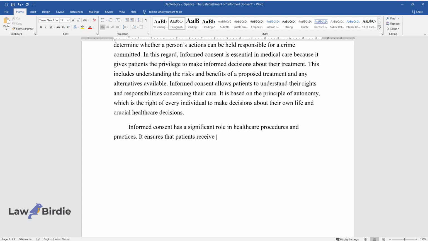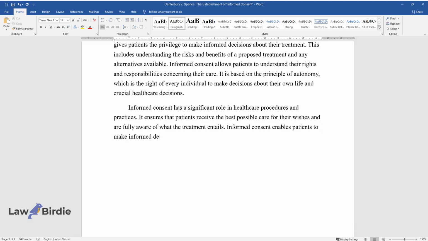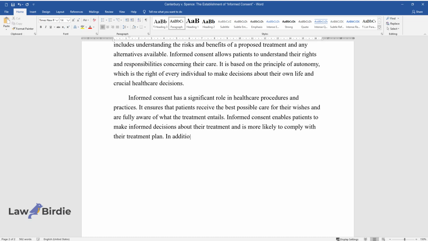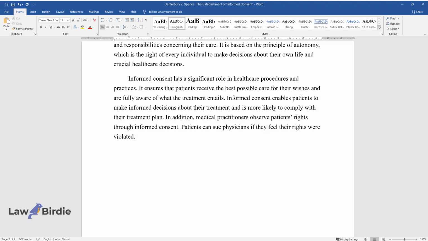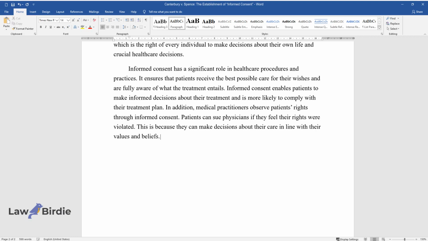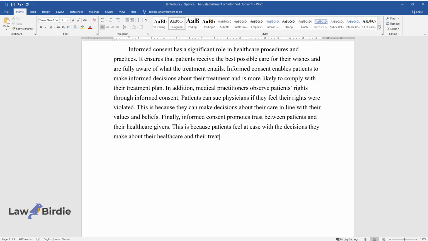It ensures that patients receive the best possible care for their wishes and are fully aware of what the treatment entails. Informed consent enables patients to make informed decisions about their treatment and they are more likely to comply with their treatment plan. In addition, medical practitioners observe patients' rights through informed consent. Patients can sue physicians if they feel their rights were violated. This is because they can make decisions about their care in line with their values and beliefs. Finally, informed consent promotes trust between patients and their healthcare givers. This is because patients feel at ease with the decisions they make about their healthcare and their treatment team should respect their decisions.